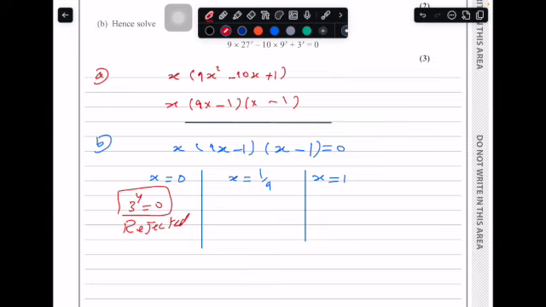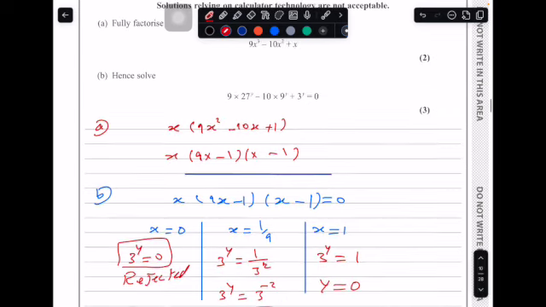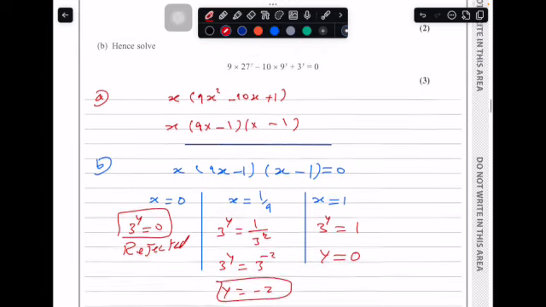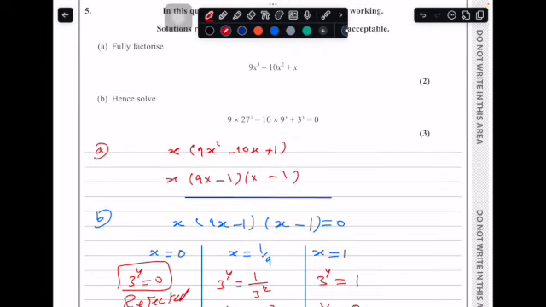x, which is 3 to the power of y, equals 1 over 9, which is 3 to the power of negative 2. So 3 to the power of y is equal to 3 to the power of negative 2. So y is equal to negative 2. Piece of cake. Also here, x is equal to 1. So we have 3 to the power of y is equal to 1. That means y is equal to 0. So these are the three solutions for this equation, and working all the factorization, showing all your working.